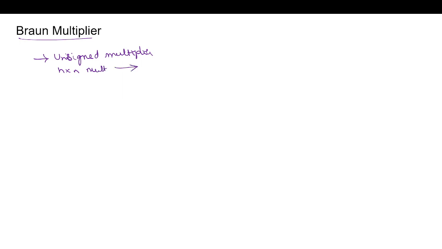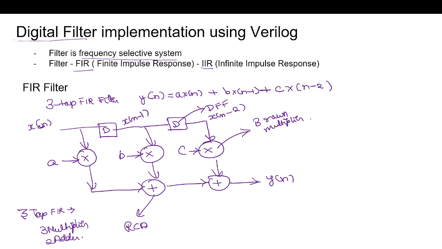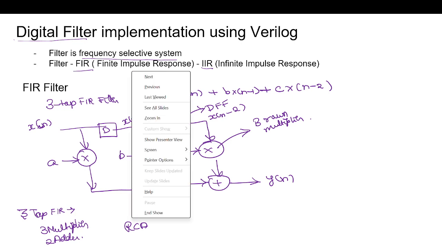Yes, explain the previous diagram, this one. Yes, ma'am. Okay.